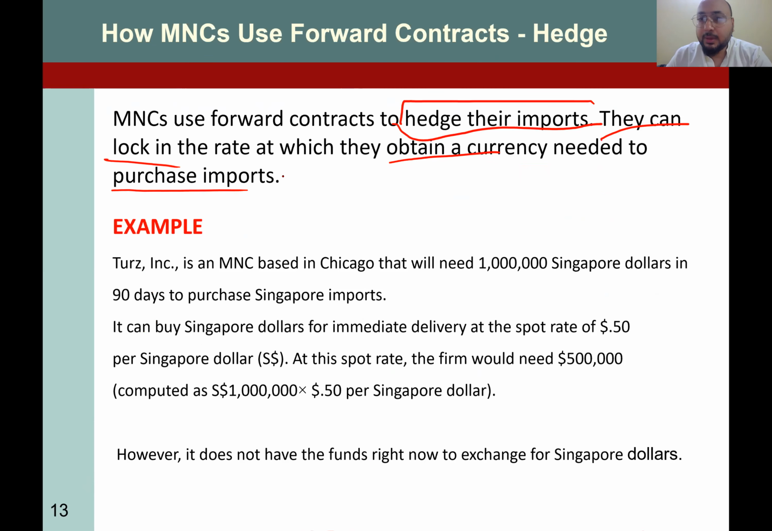So let's talk about an example here to make it clearer. TERS Incorporation is an MNC based in Chicago, and it will need 1 million Singapore dollars in 90 days to purchase Singaporean products, or Singapore imports. So they would be needing 1 million Singaporean dollars in 90 days. It can buy dollars immediately. Right now, if they want to buy, they can buy at $0.5 per Singaporean dollar, right?